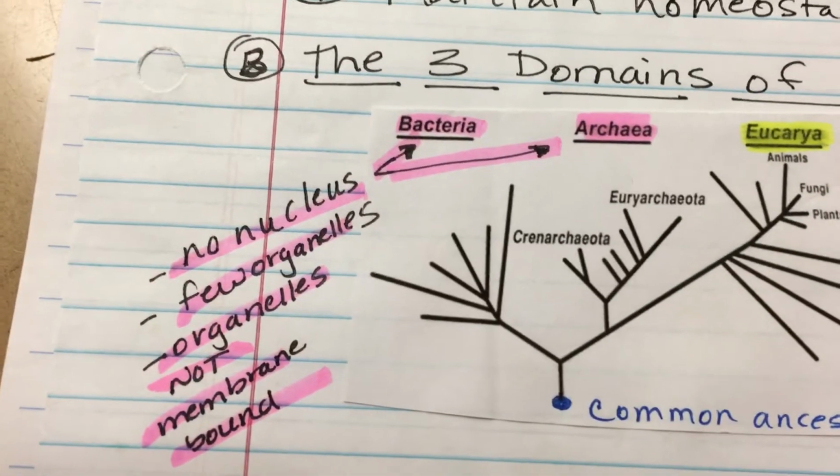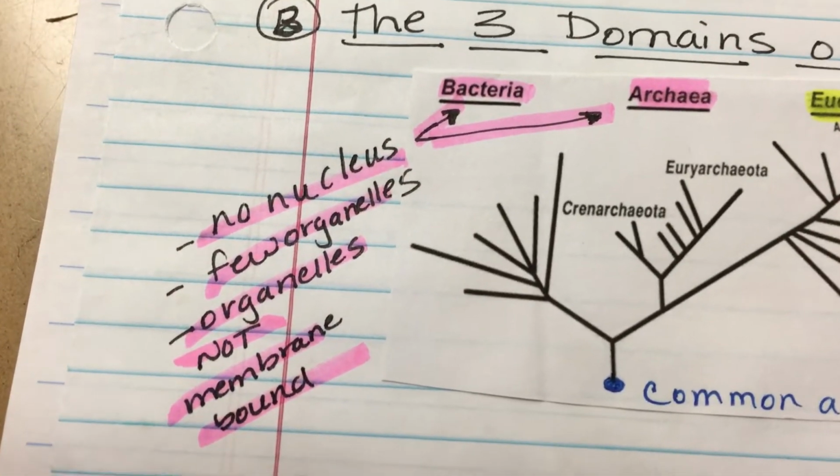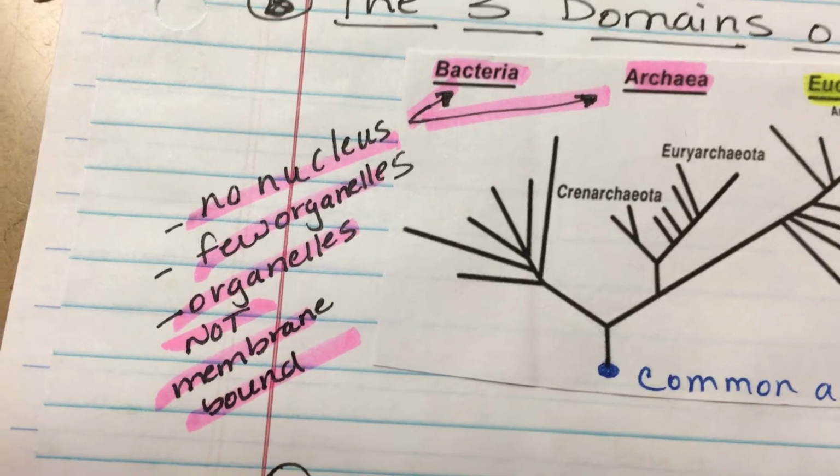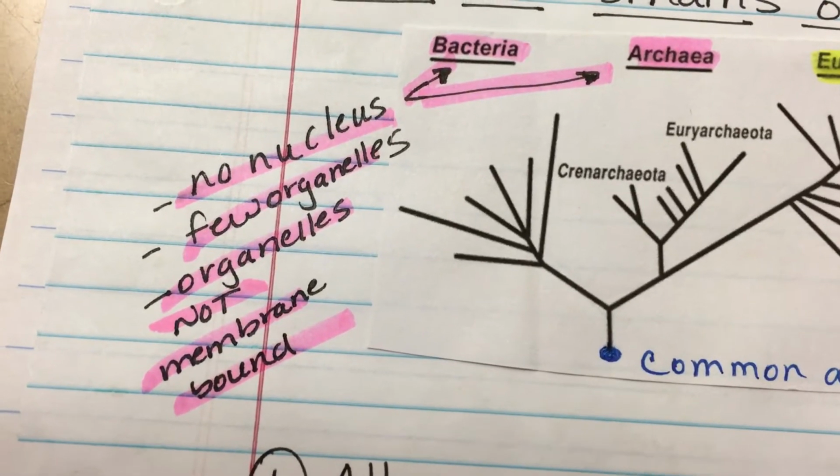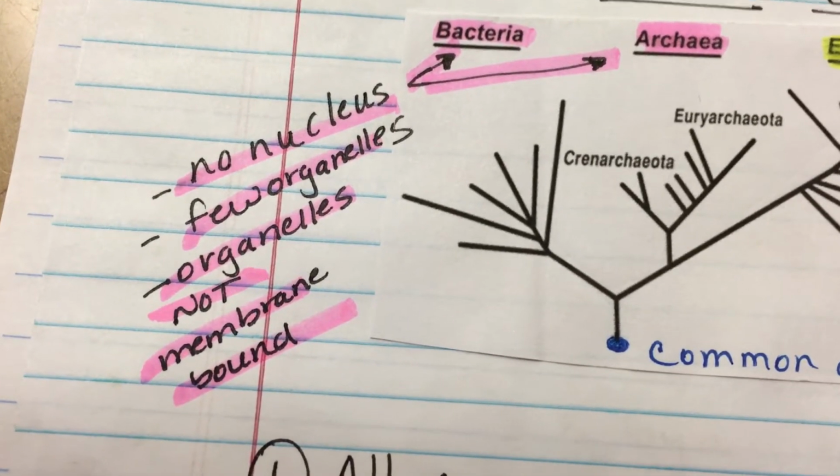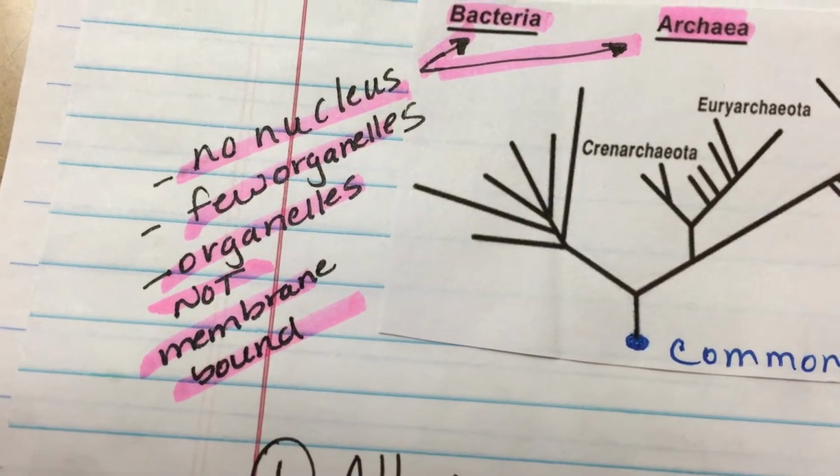We also reviewed the characteristics of any prokaryote, including bacteria and archaebacteria, how they have no nucleus, very few organelles. They're very, very simple, very primitive, and their organelles are not covered by a protective membrane.